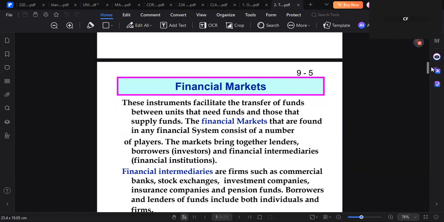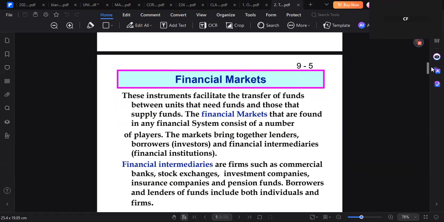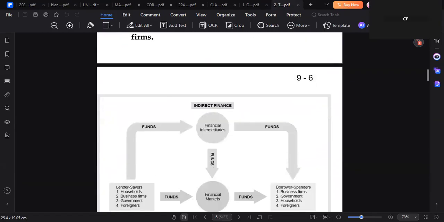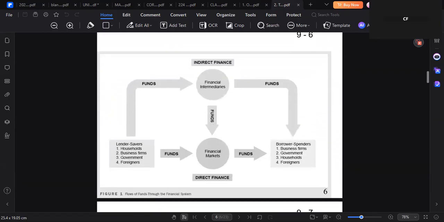So financial markets will facilitate the transfer of funds from those that have excess to those that are without. So these are found in the financial system where there are players who we call lenders, borrowers, investors, and intermediaries. Intermediaries include financial institutions. So the financial intermediaries may include commercial banks, the stock exchanges, the investment companies, insurance companies, pension funds. These may come in the form of borrowers and lenders, in the form of individuals and firms.